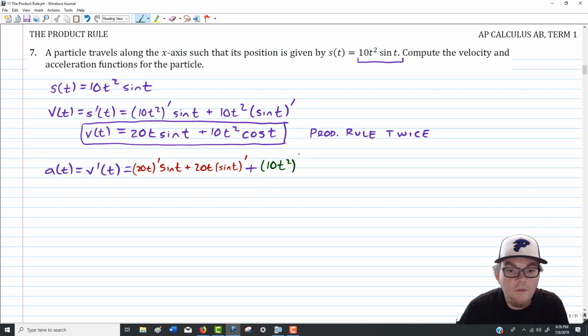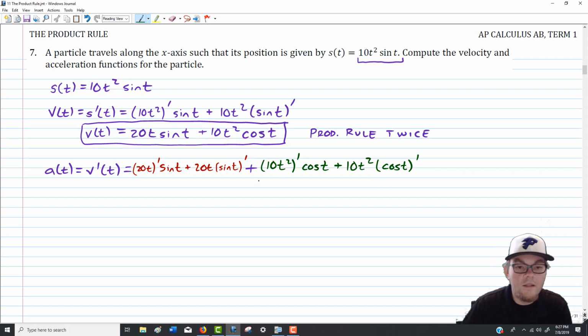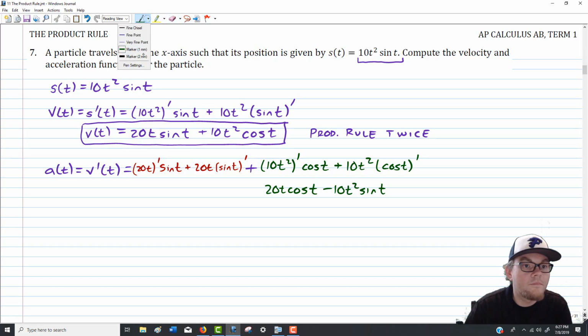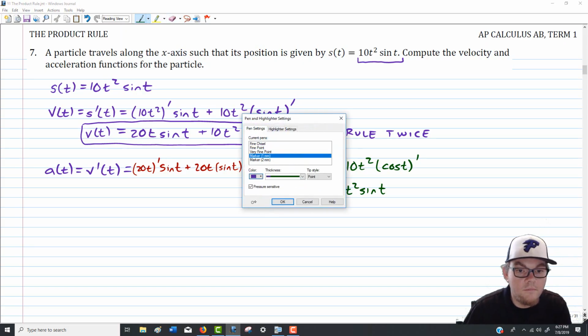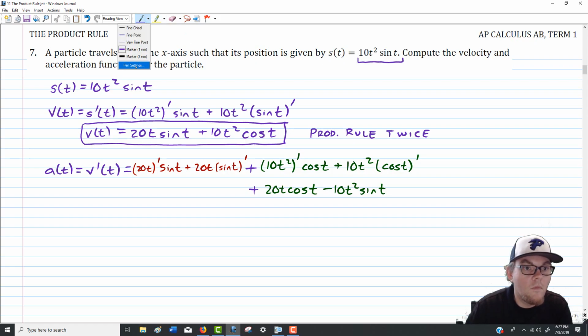Okay, for the second one, we're going to do the derivative of 10t squared times cosine, and then plus 10t squared times the derivative of cosine. So evaluating these pieces, I'm going to do the one in green first because I already have that pen out. I'm going to have 20t cosine t minus 10t squared sine of t. On the other side of the plus sign, we'll have 20 sine of t, and then plus 20t cosine of t.